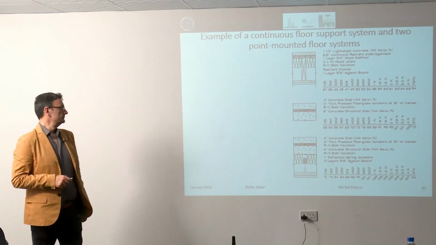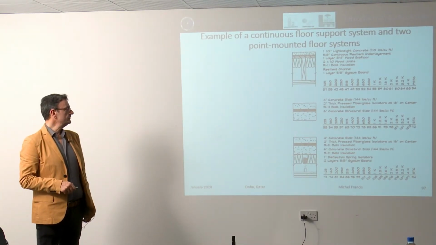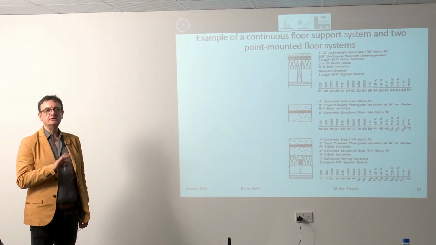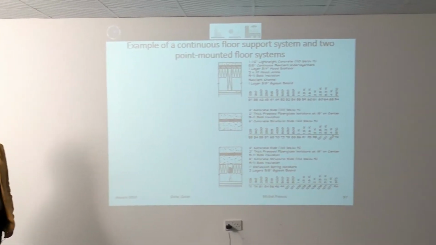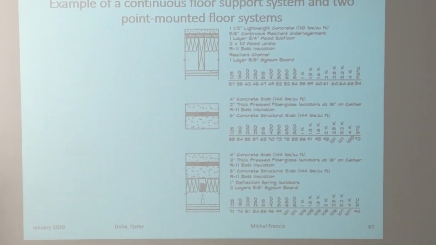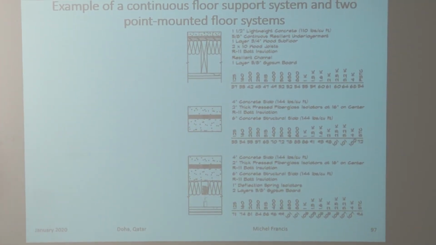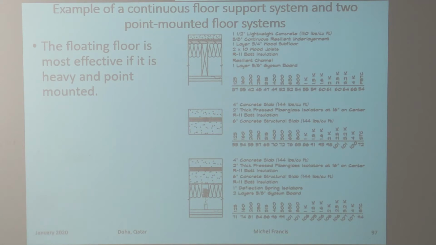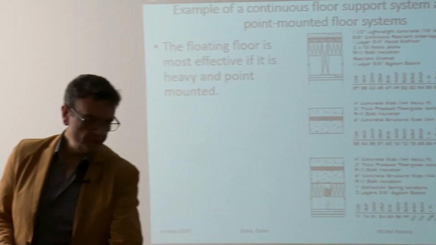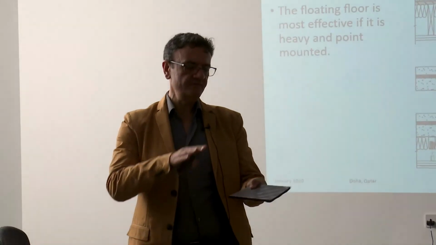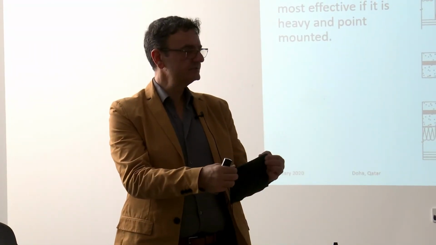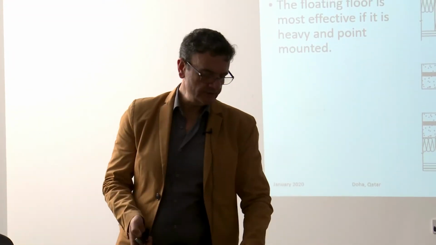All right? Here you can see with this system the STC rating goes up to 94, which is absolutely wonderful. Such a system can be used, for example, in a recording studio where absolute silence is necessary. You don't need any noise coming from outside. The floating floor is most effective if it is heavy and point mounted. Here we have point mounting. Of course, the heaviness doesn't come from the underlayment itself, it comes from the slab above it, but the point mounting comes from these.